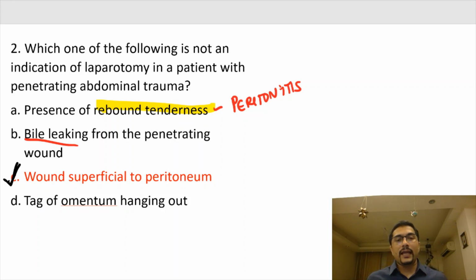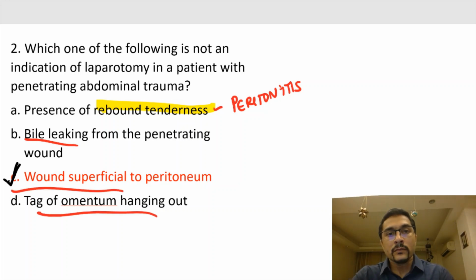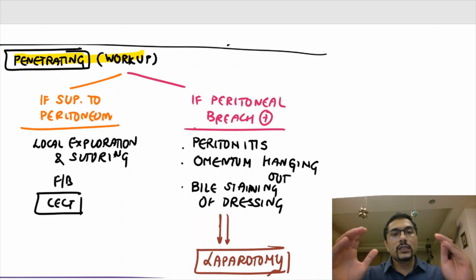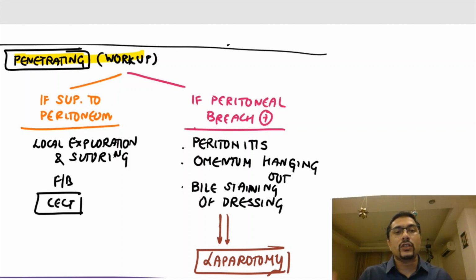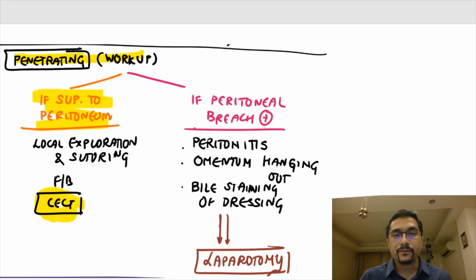And omentum hanging out means the peritoneum has been breached. Only if the peritoneum has been breached, then only the omentum is going to come out. So if that happens, you have to explore the patient. So please remember, if you have a penetrating abdominal wound, any wound superficial to the peritoneum, you can just suture the wound and send the patient for a CT for further evaluation.